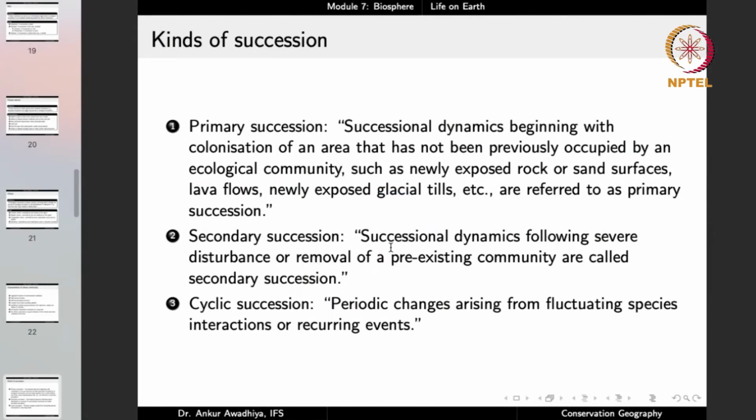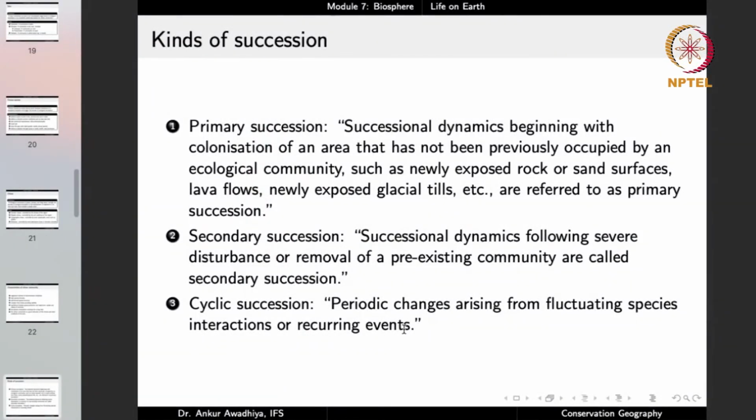In the case of a secondary succession, it is the successional dynamics following severe disturbance or removal of a pre-existing community, such is the case of a forest fire. In primary succession, you have an area that has never been previously occupied. So it is a completely new area. But in secondary succession, this area was already previously occupied, but then something happened because of which all the plants and animals died. Perhaps there was a fire or a flood, and everything died. And so now it has to begin afresh. If that happens, we will say that there is a secondary succession going on. In primary succession, we have an area that was never previously occupied. But in secondary succession, it is an area that was previously occupied.